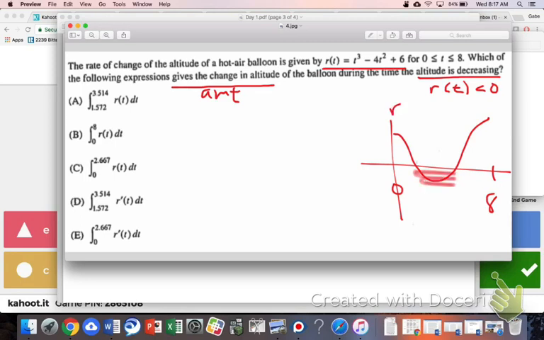because this is a graph of R of t, and since we're looking for where altitude is decreasing, we want to know where R of t is negative. So anything below the t-axis would indicate that R of t is negative. So it looks like it's just that stretch right there. So if I could find this and this, that would at least give me the interval that I'm interested in. So I am assuming that somebody in here has those numbers.